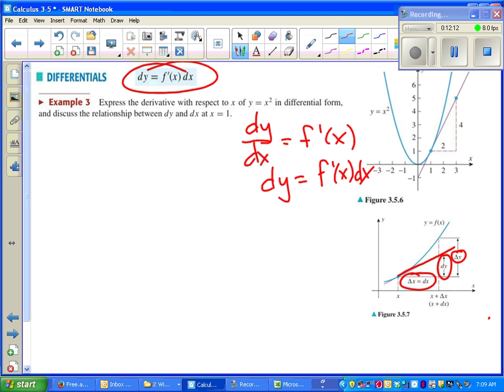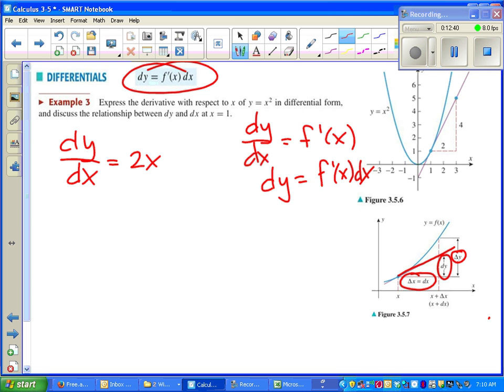So let's see what I'm going to try to lead us to right here. It says express the derivative with respect to x of y equals x squared in differential form. And differential form just means having all the y's on one side, all the x's on the other side, including the dy and the dx on their respective sides. So if we took the derivative of y equals x squared, we'd get dy dx equals 2x.